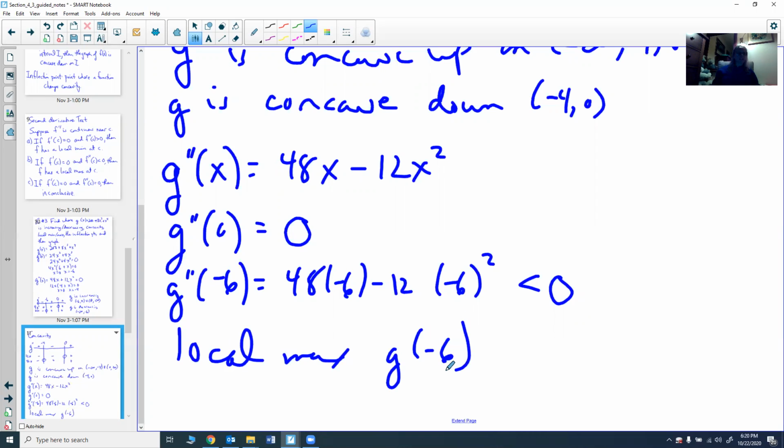And then you can go back to g and find out what that value is. You can evaluate that and find out what number you get. And you get negative.